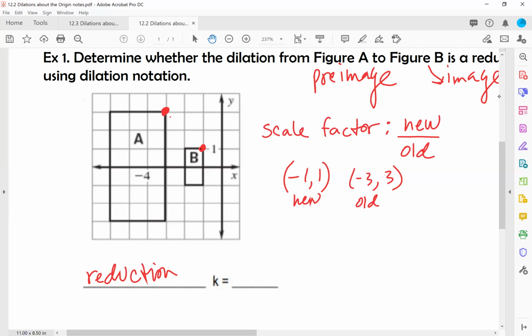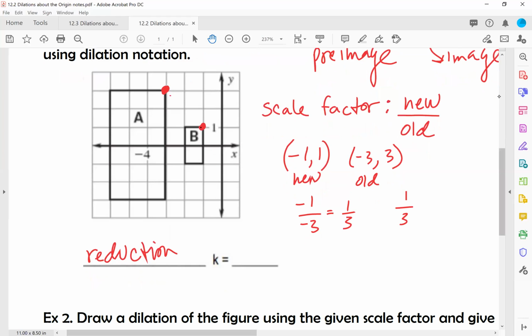So we take our new X, -1, and we divide it by our old X, -3. So -1 divided by -3, the negatives cancel, so we just get 1/3. Okay, and you can even see the same thing with the Y's. If I take my new Y, which is 1, and divide it by my old Y, which is 3, I get 1/3. Okay, so new divided by old, that's your scale factor. So it's 1/3.